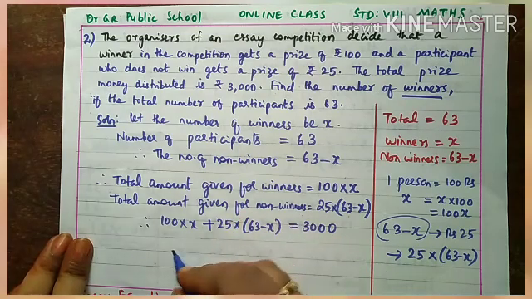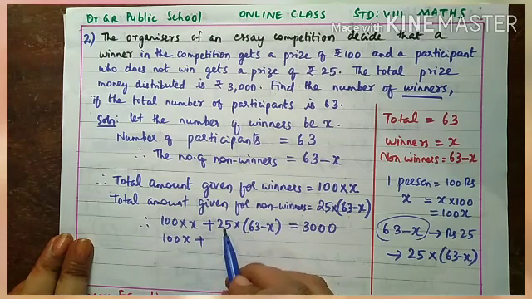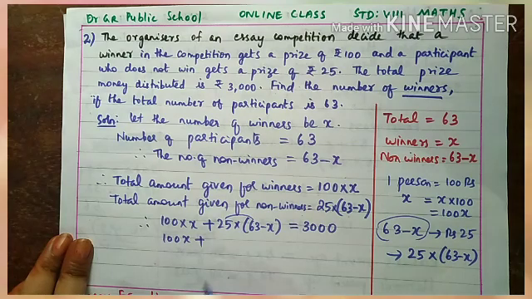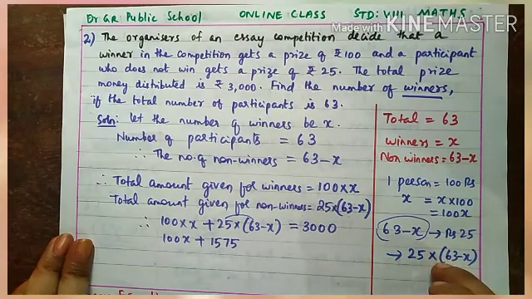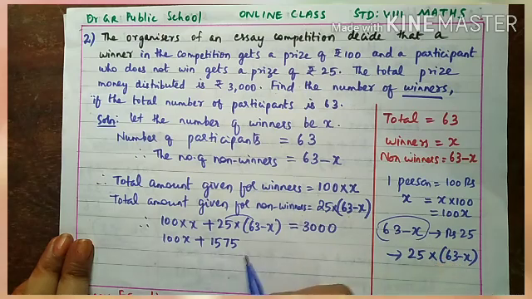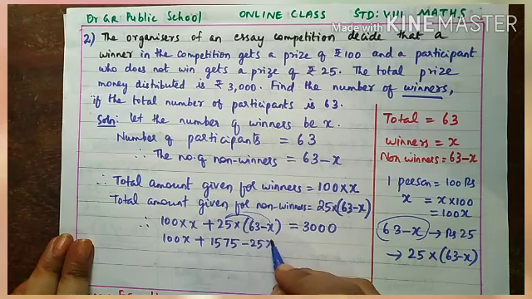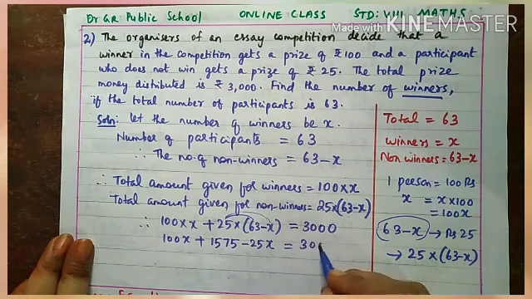Now you just simplify. 100 into x is 100x. Now open the bracket. First you want to find 25 into 63. What is 25 into 63? All of you calculate, okay? The answer is 1575. You calculate and find it out in your notebook in the working column. And then 25 into minus x. Minus is there, so minus 25x. So we opened the bracket, equal to 3000.